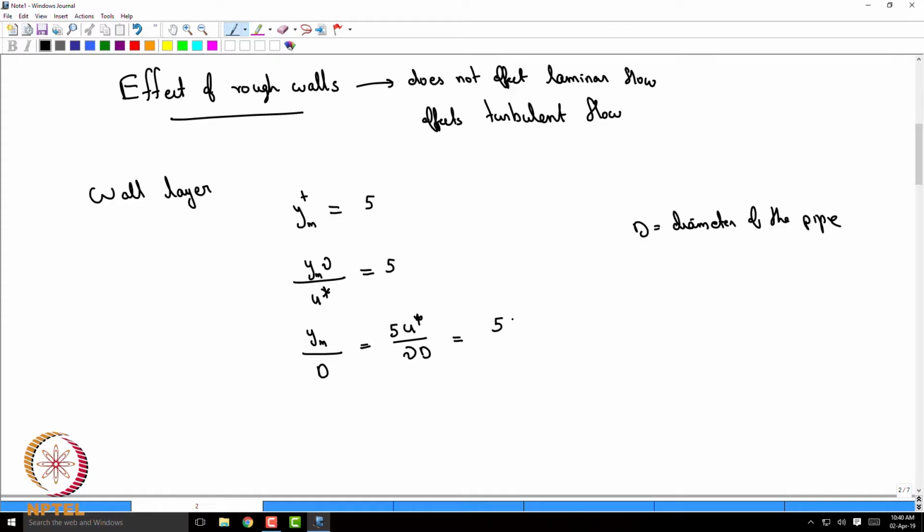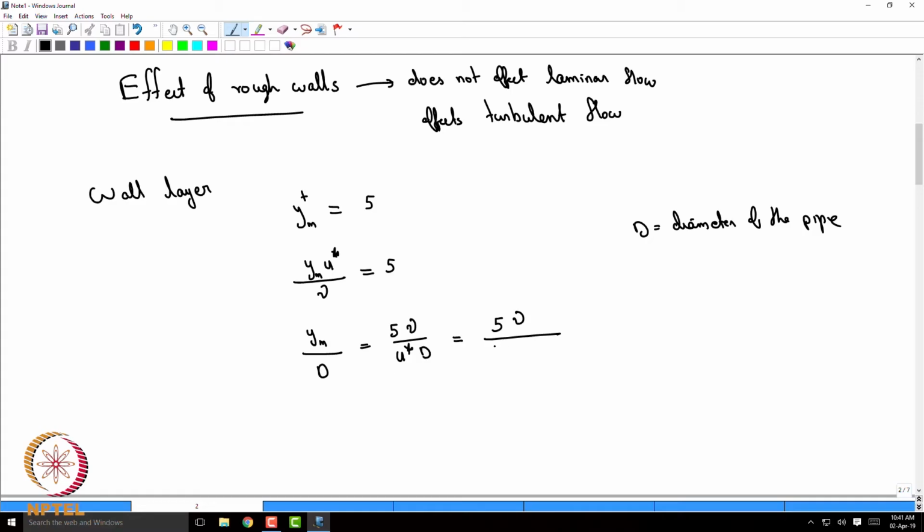What is that? Oh, is it the other way? Okay, let's do that. Y u star by nu. Now is it correct? So therefore I should change this. Nu by u star is equal to 5 nu divided by the u star there. Okay.